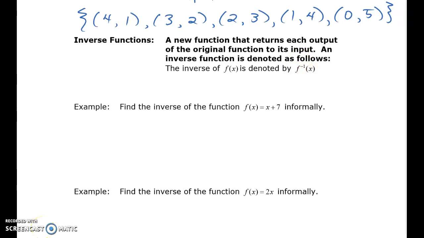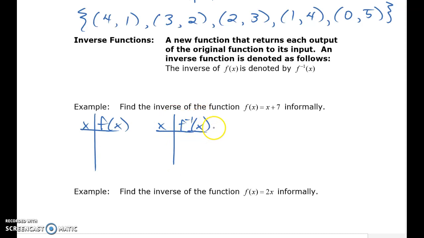So in our first example, we're going to find the inverse of the function f of x equals x plus 7 informally. Simply what that means is we'll create an xy table, first for x and f of x, and then we'll create one for x and f inverse of x. Now because this is a linear function, we really only need 2 points to get a grasp of the graph of this particular function.